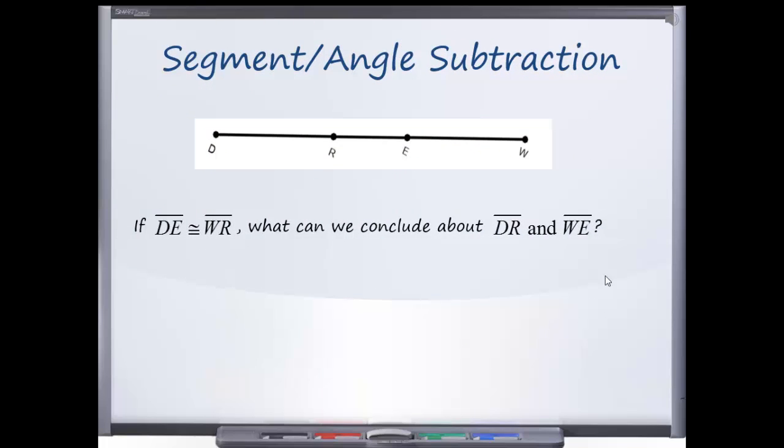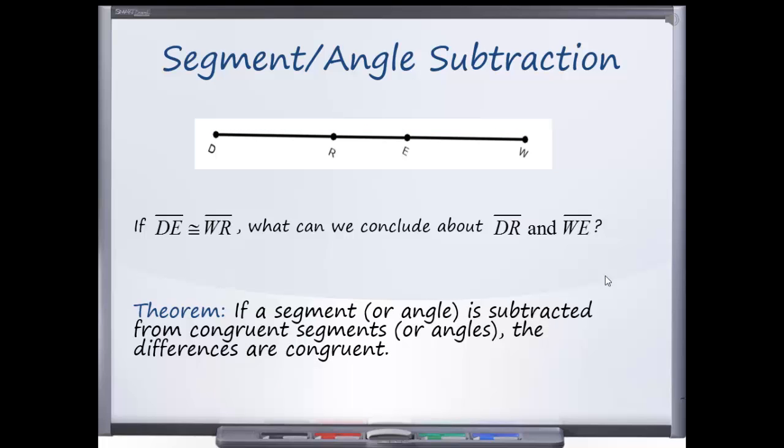What about for subtraction? Well, since subtraction is really just adding the opposite, subtraction and addition are really the same operation, we can apply subtraction to segments and angles as well. So if we know that segment DE is congruent to segment WR, we can actually conclude that DR and WE are also congruent by subtracting segment RE from them. So if a segment or an angle is subtracted from congruent segments or angles, the differences are congruent.